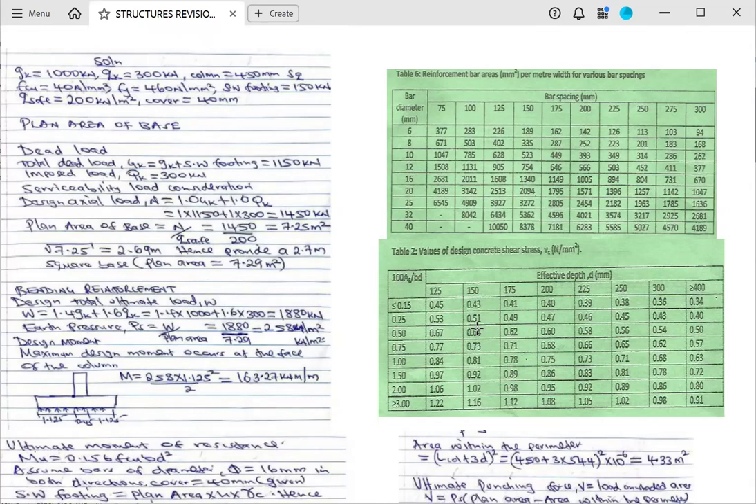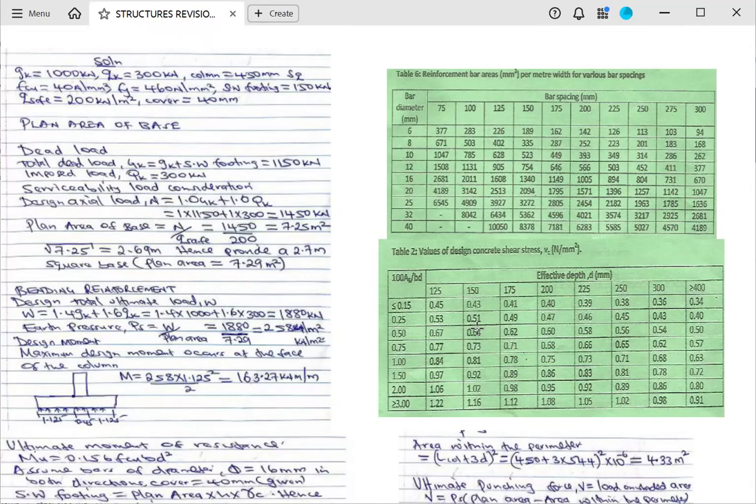Step number 2, we will go to bending reinforcement. Now remember, for bending reinforcement, we use the ultimate limit state, where we use 1.4 factor for dead and 1.6 factor for imposed load. Now, design total ultimate load W will be equivalent to 1.4 dead load. Now, in this case, the dead load, we exclude the self-weight of footing and column. We don't consider it at this particular stage.